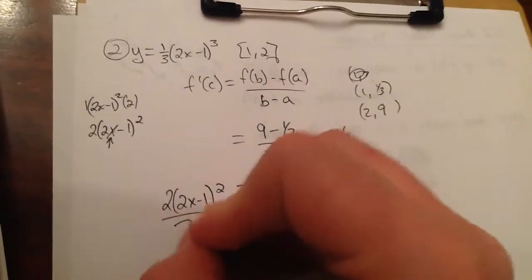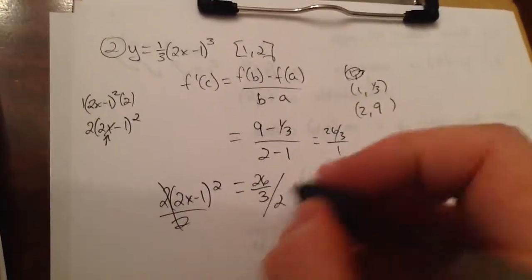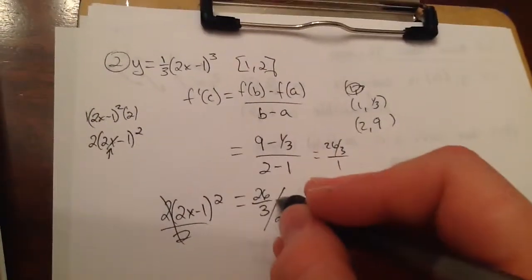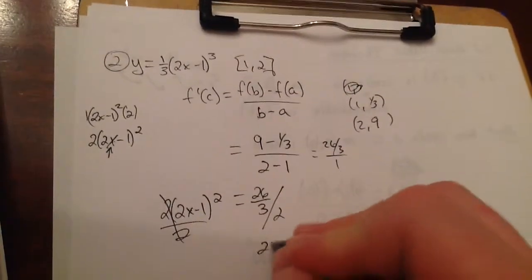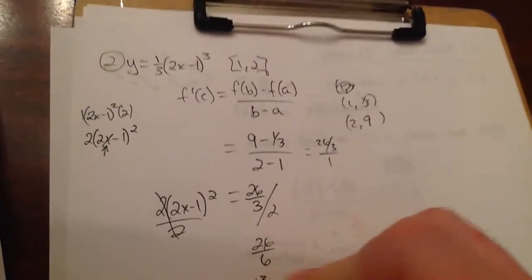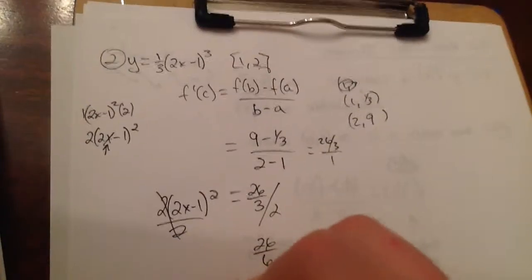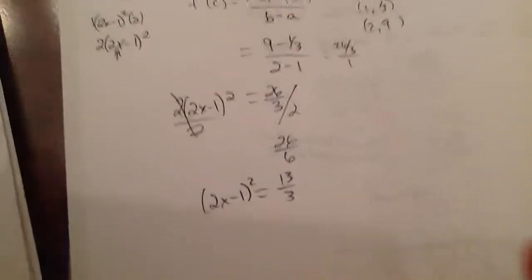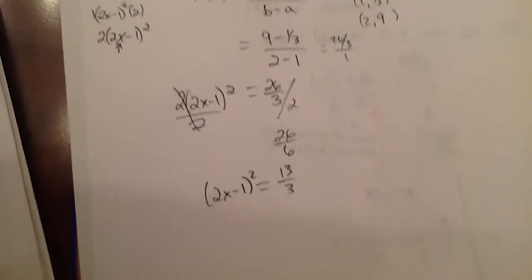Divide by 2, divide by 2, divide by 2, flip and multiply, right? Times by 1/2, you get 26 over 6. 26 over 6 is 13 thirds. You'll get no calculator problems like this too. So this is a no calculator problem.